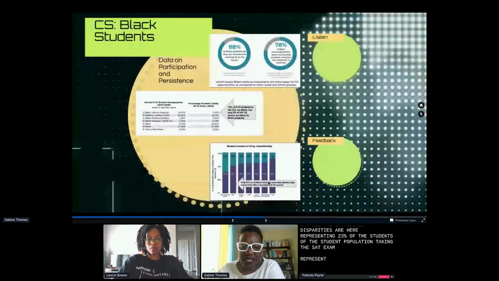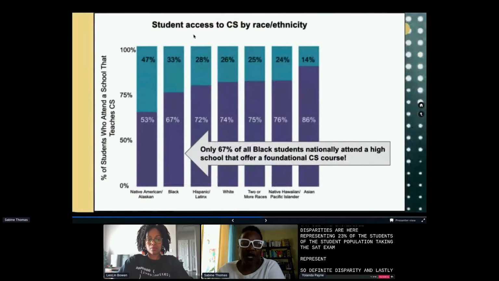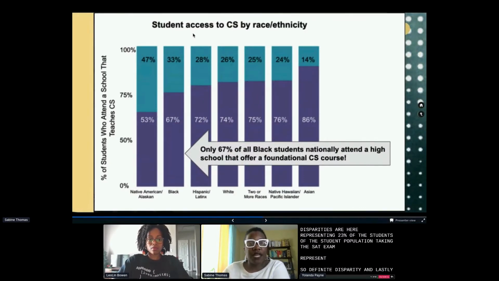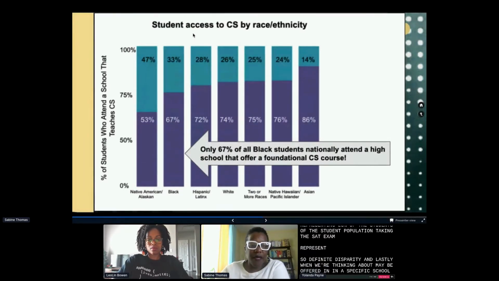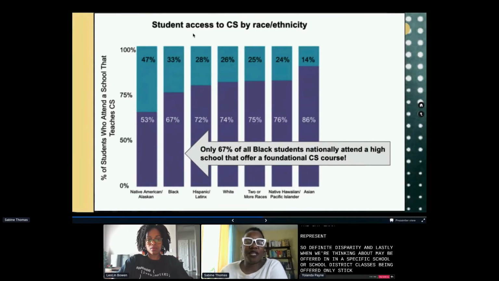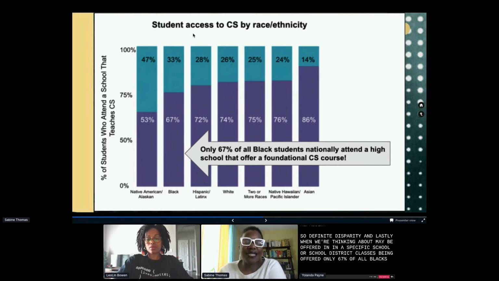So definite disparity. And lastly, when we're thinking about access, which means the class may be offered in a specific school or school district, but when a class is being offered, only 67% of all Black students nationally attend a high school that offers a foundational CS course. So the class is offered, it's the access that is pretty staggering.